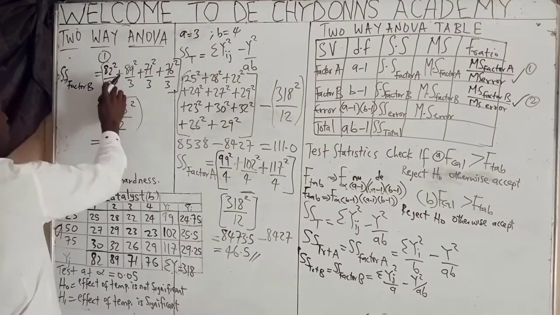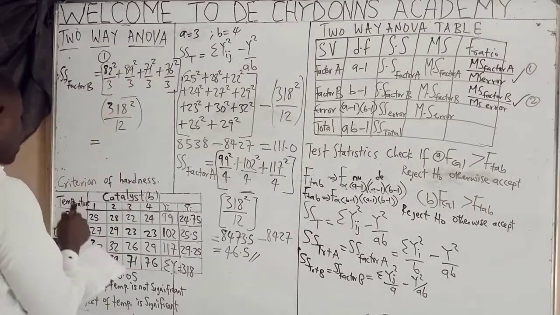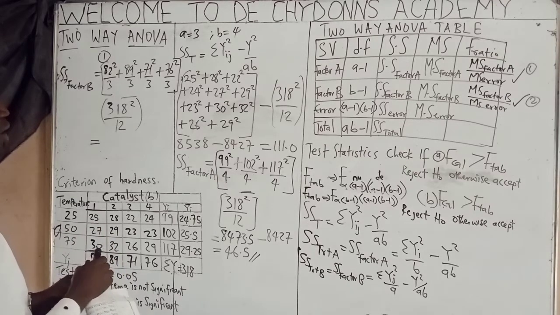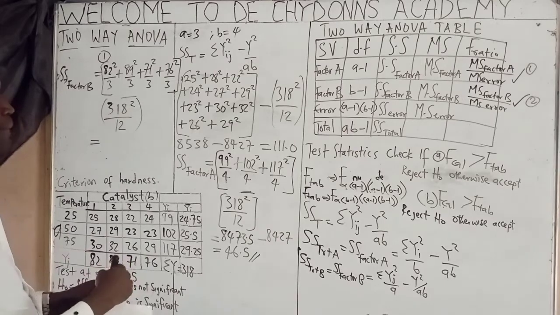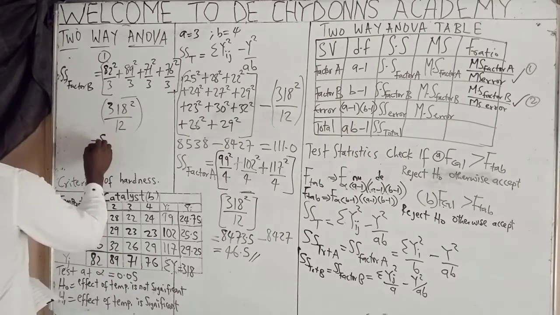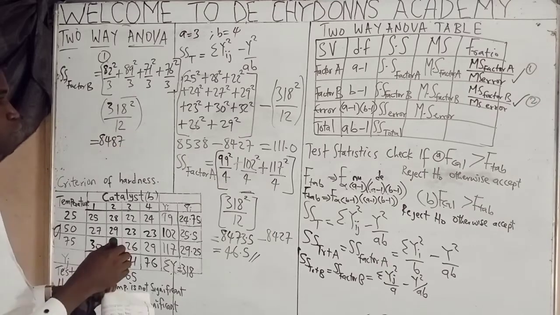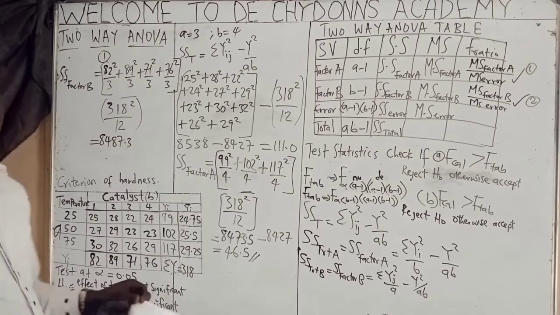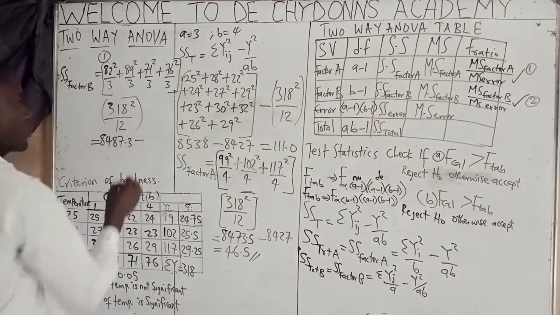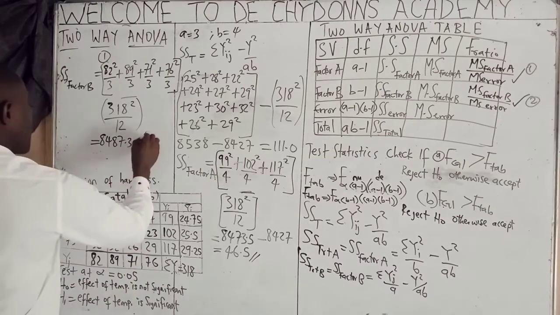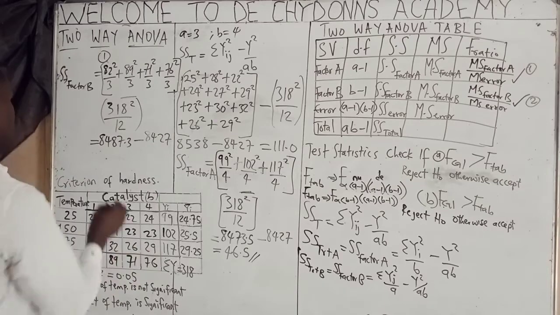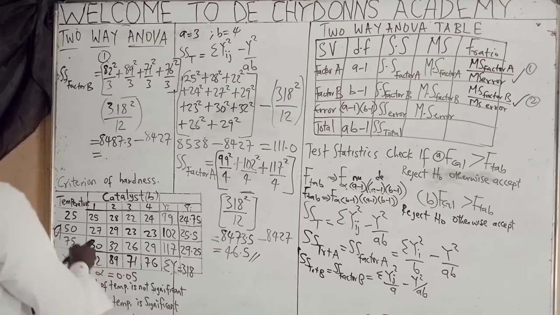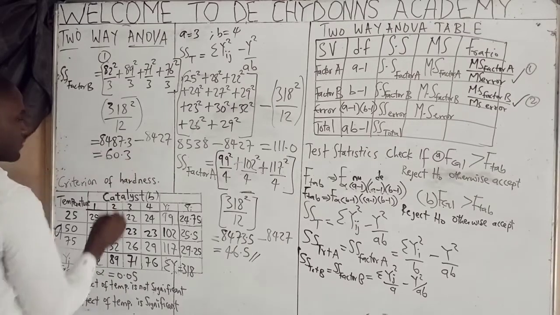So when you compute this with your calculator, 82 squared over 3 plus 89 squared over 3 and so on, you will have 8487.0. Minus, if you compute the other one, you have 8427. Then if you subtract the two, the answer will be 60.3.